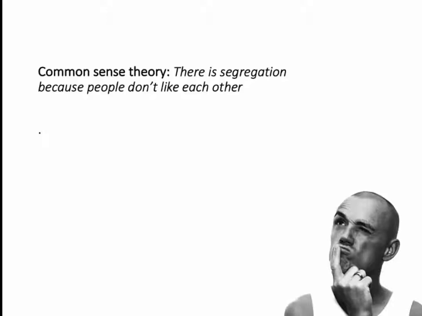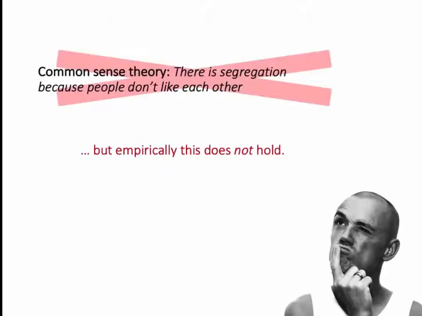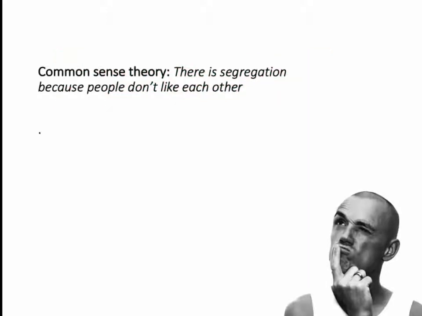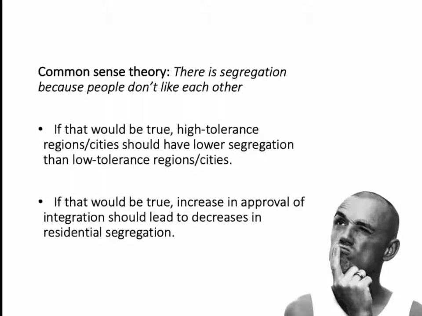I don't know. Let's check if that can be responsible for the segregation that we observe. And it's probably the one that comes to your mind immediately, right? And you think, okay, macro level thing, segregation; micro level thing, people discriminate, people are racist. Okay. What I'm going to show you is that empirically this does not hold. And I'm going to use Elster now to demonstrate that. So if there is segregation because people don't like others who are dissimilar to themselves, if that would be true, then in high tolerance regions or cities there should be lower segregation than in.